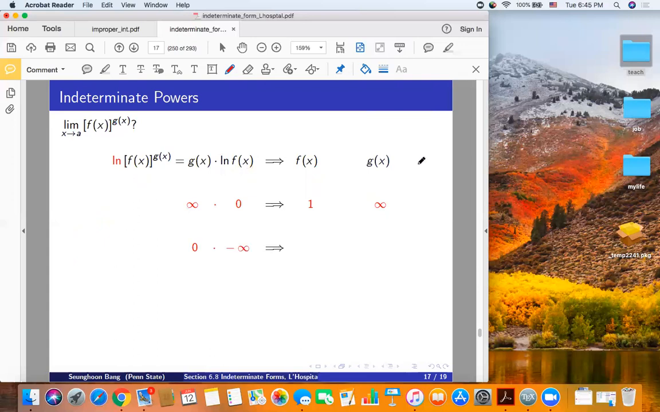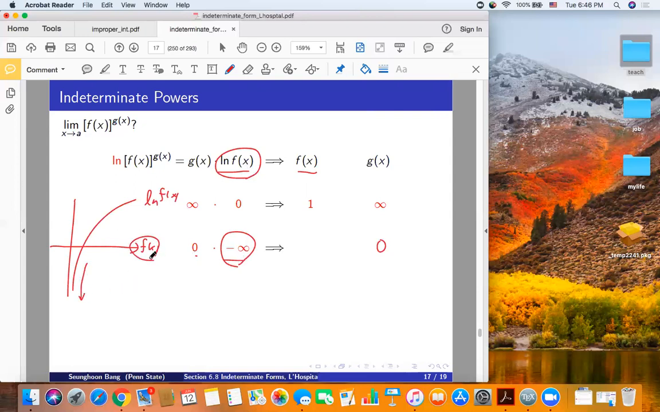Next, 0 times minus infinity form. So here, g of x is going to 0, so ln f of x is going to minus infinity. What happens to f of x? We can use the same graph. ln of f of x approaches minus infinity here. What happens? f of x approaches 0. So we have this one.